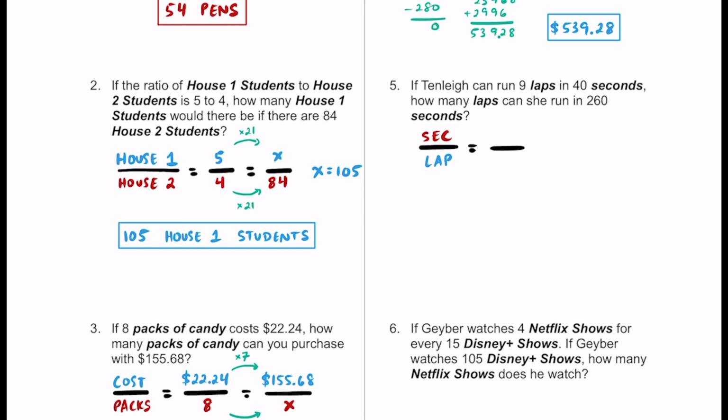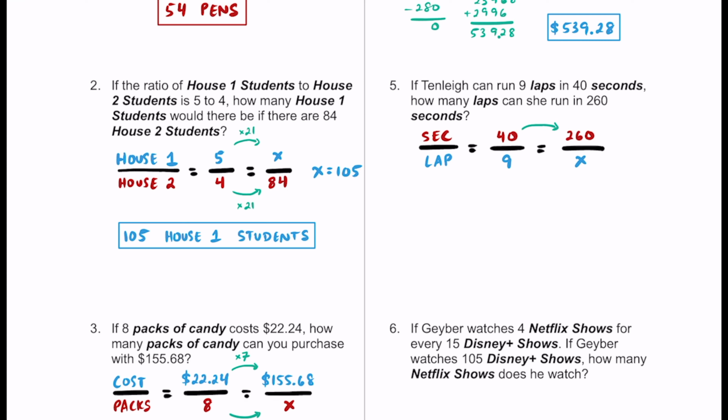Okay, so let's see, for the amount of time here, it looks like it's going to take 40 seconds to do 9 of these laps. Let's go ahead and put 9 on bottom. And the question is, what if she's going to be running for 260 seconds? So let's put that time on top with the rest of the time. So let's put 260 on top. And we don't know how many laps it's going to be, so let's use a variable x. Now we've got to figure out 40, how many times that's going to go into 260.